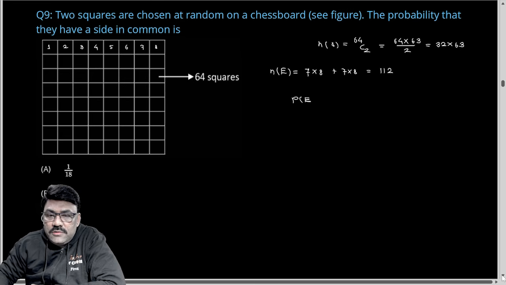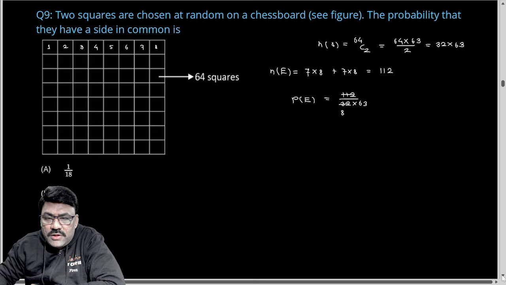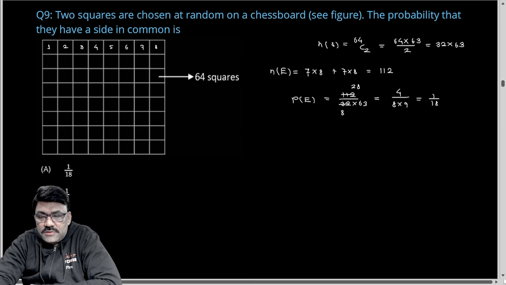So what is the probability here? Probability will be 112 over 32 into 63. Can we cancel it? Let me divide by 4 first. So 8 here, and we have here 28. And then if I divide by 7, I will get 4 over 8 into 9. So it is 1 by 18. The 1 by 18 should be the correct answer, right?